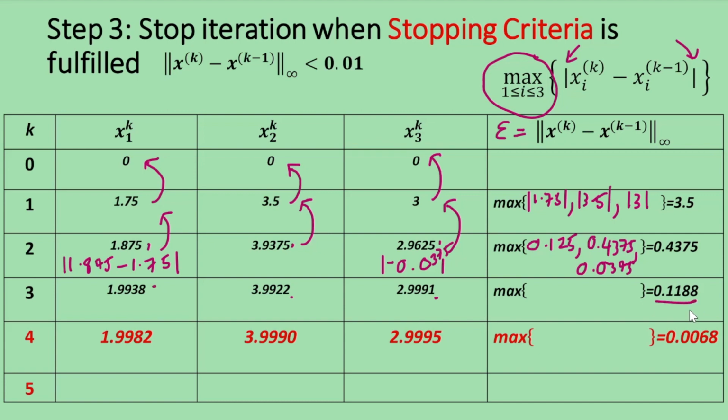Okay. Now, we would stop the iteration when the stopping criteria is fulfilled, when the infinity norm is less than 0.01. So in this case, the infinity norm 0.0068 is less than 0.01. So we will stop at iteration number 4 or step number 4, and this will be our answer. So x1 is 1.9982, x2 is 3.99, and x3 is 2.995.